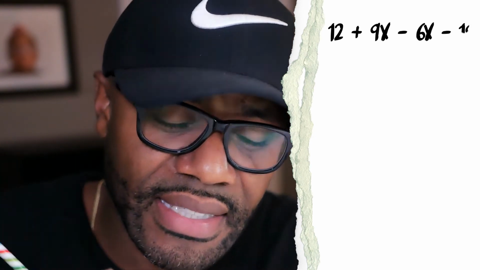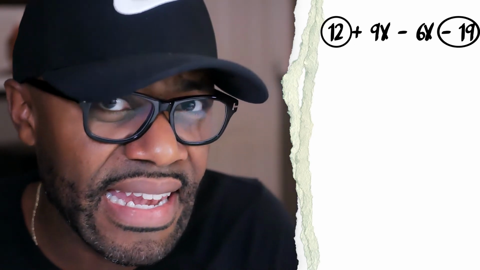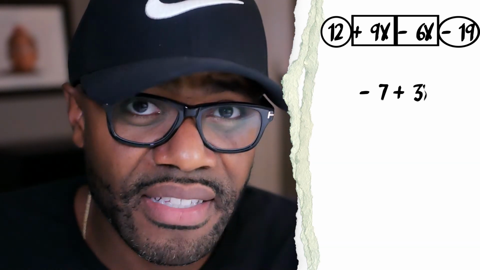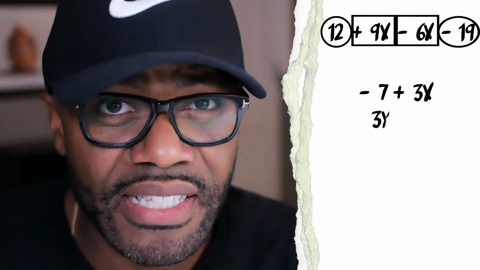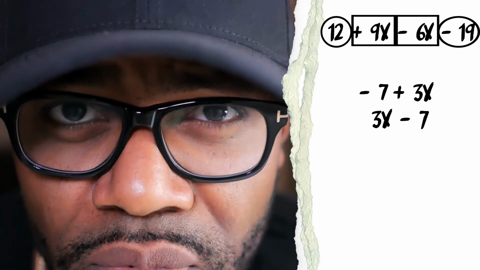Question number 8 says 12 plus 9x minus 6x minus 19. Two sets of like terms again. Constants of 12 and negative 19, which will give us a negative 7, and the terms 9x minus 6x, which in this case will be 3x. So the final answer is 3x minus 7. It's always good convention to put the letters before the numbers. So 3x minus 7.